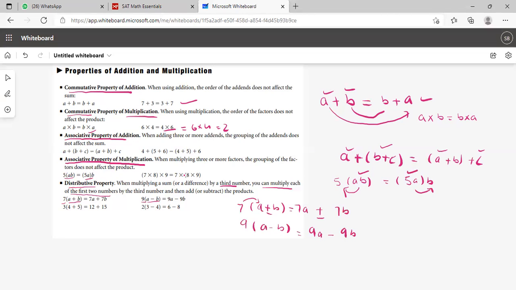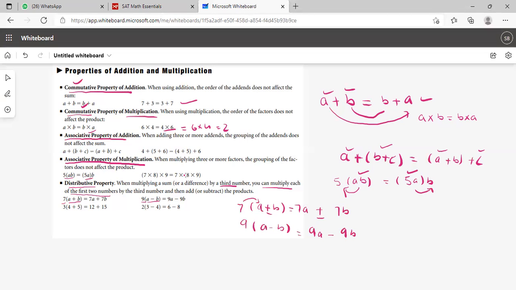Don't get confused with these statements. All you need to know is when it is commutative, it's simply about the order. It means you have two numbers A and B. So A plus B equals B plus A, and A into B is B into A. This is what the commutative property is. Commutative has only to do with the order.